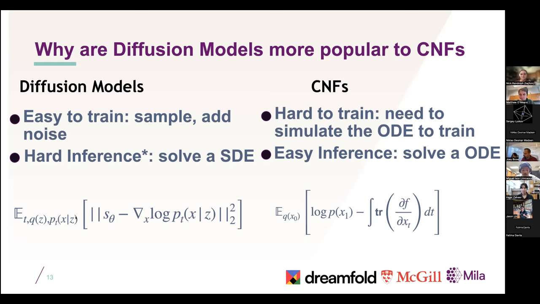And this idea of simulation-free training is going to be really key, right? Now, if we contrast this with how CNFs were trained before, you see that there's an integral over here. We have some data distribution, and we have to simulate the ODE to be able to compute this objective over here. And this simulation-based training means that every time you do a forward pass to compute the loss, you have to simulate the entire ODE.